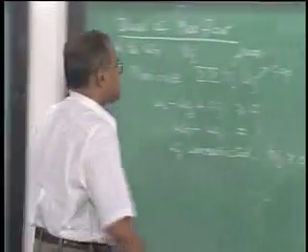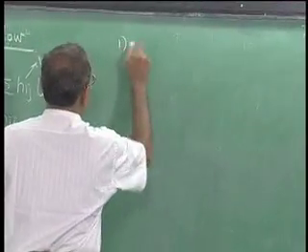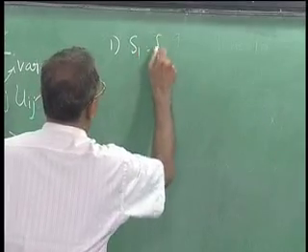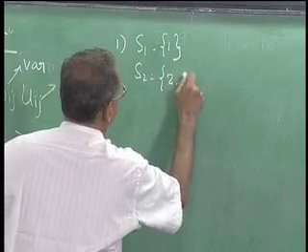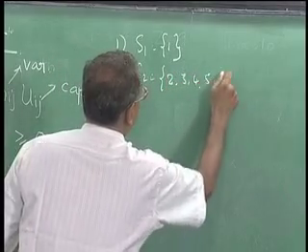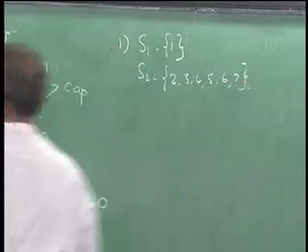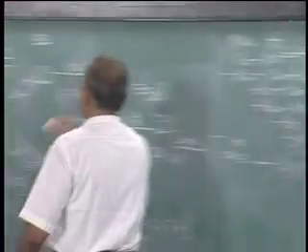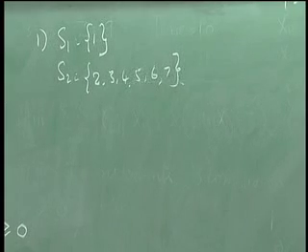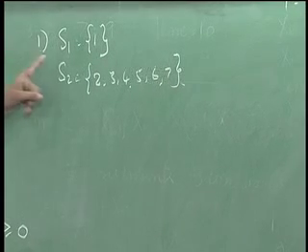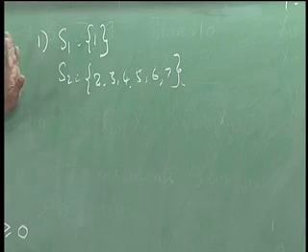So, first let us consider the first cut set, which is made up of S1 equal to 1, the source, and S2 equal to 2, 3, 4, 5, 6, 7. That is, we are going to consider this cut set. Now, for every cut set, we can actually find a feasible solution to the dual. How do we do that?